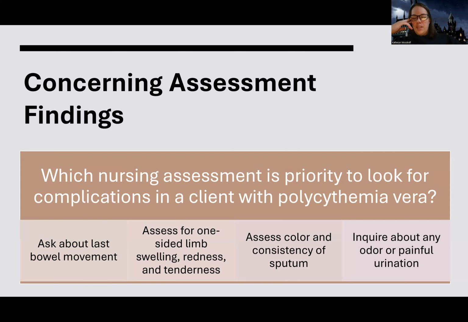Assess color and consistency of sputum. Well, they're not at risk for infection like aplastic anemia. I don't think that's going to give us any information that tells us how they're doing, especially not related to clotting. Inquire about any odor or painful urination. So again, another infection thing. I don't think with polycythemia vera, they're more at risk for UTIs. So I don't think that any of these are related.